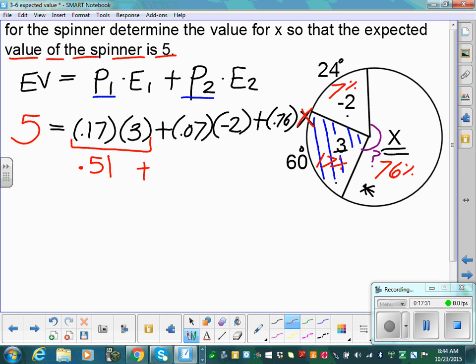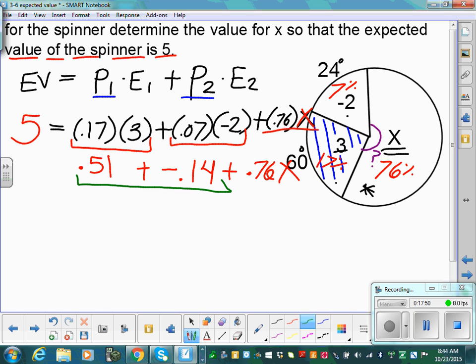Okay, and plus, what is this? Negative 0.14. And then we have plus 0.76 times x. All right, so then let's add these up. What's 0.51 plus negative 0.14? I'm combining my numbers. 0.37. So we have 5 is equal to 0.37 plus 0.76x.